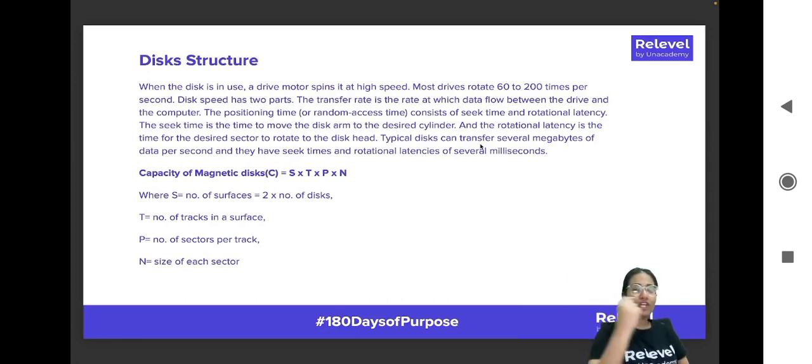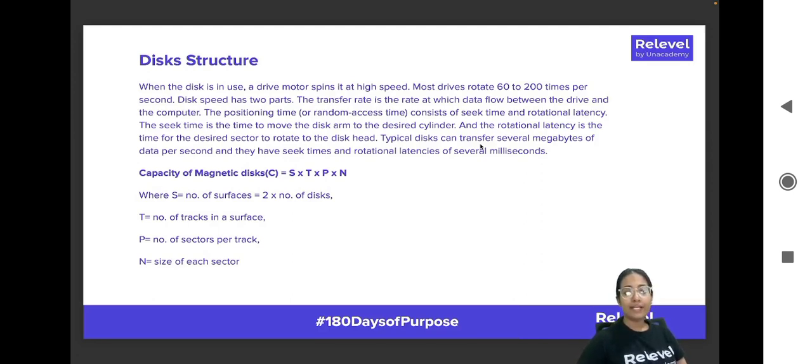desired sector. So you've reached the desired cylinder, the desired track, but that's not enough. In order to read, the data is present in sectors, so you have to rotate the track to reach the correct sector as well. That is known as rotational latency. Seek time is to go to the desired cylinder. After you reach the desired track, the time it takes to reach the desired sector in that track is known as rotational latency. And random access time is nothing but seek time plus rotational latency.